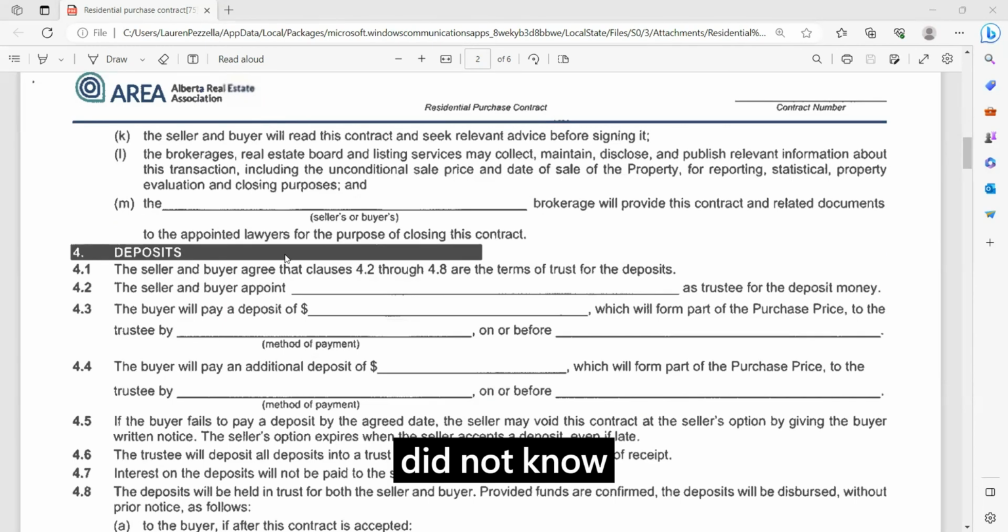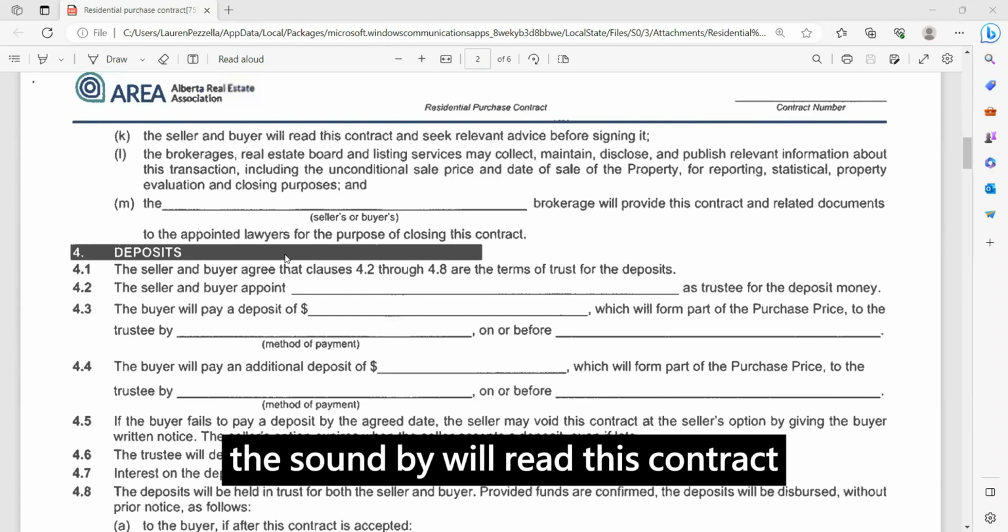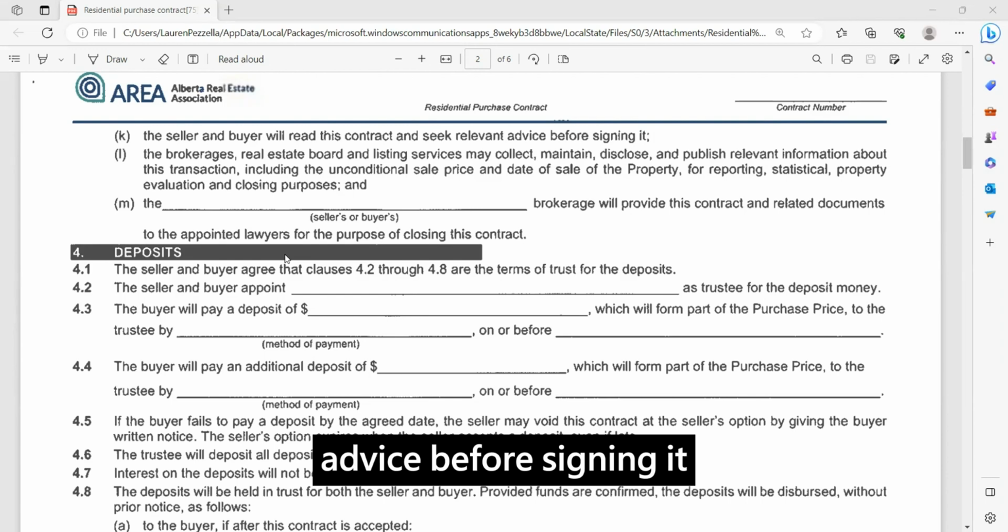Okay, again, it's trying to get around the idea that, oh, I just signed this. I did not know. I did not look at it. And so it specifically says in here, the seller and buyer will read this contract and seek relevant advice before signing it. So again, you are acknowledging that you've done that. So go up and do it.